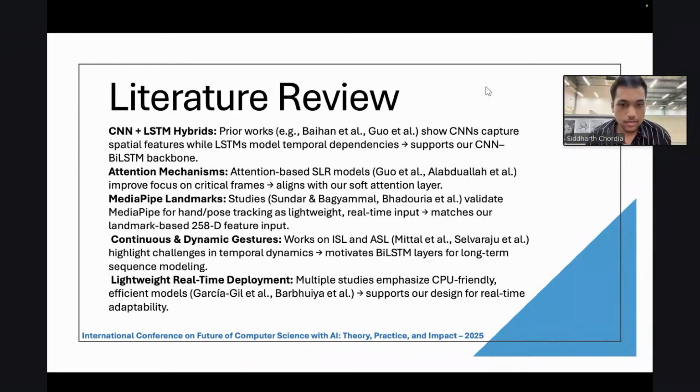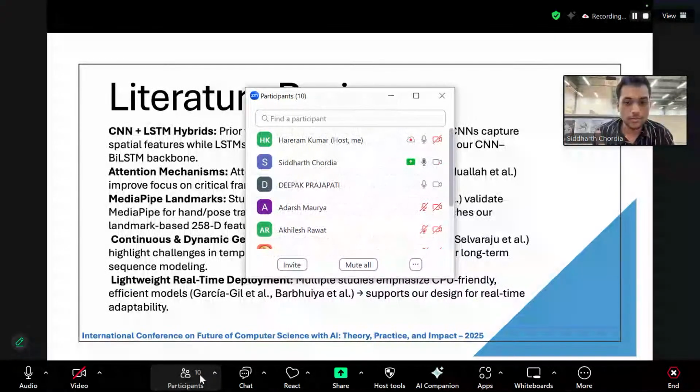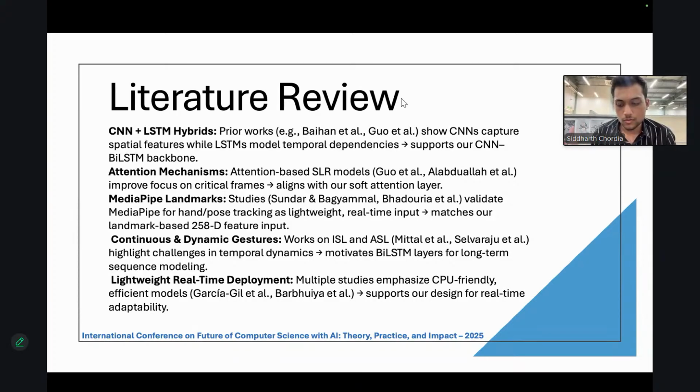American Sign Language and Indian Sign Language, and all sign languages, are time dependent, so we are using a bidirectional LSTM layer for long-term sequence modeling. It needs to be CPU friendly and lightweight so that we can design it for mobile phone, smartphone and tablet users also.